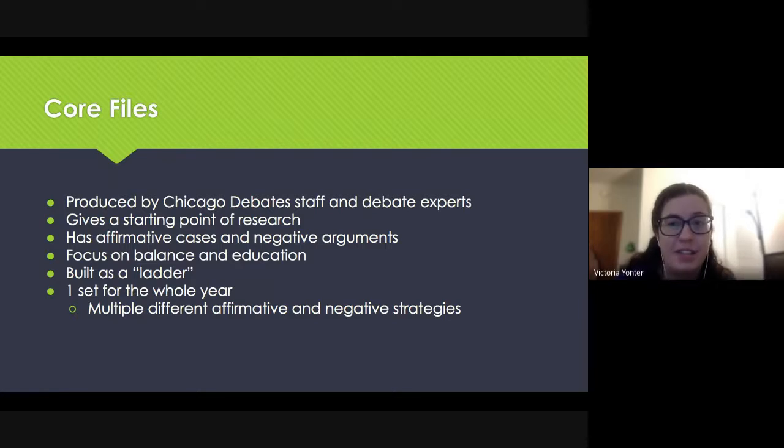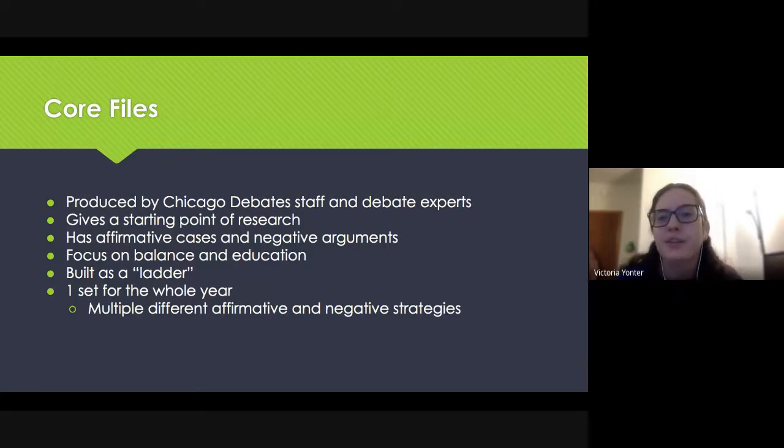So that's what the core files are. It's all of that. So it's one set for the whole year. We make sure it doesn't get boring. We make sure there are multiple different strategies, again, that ladder and build upon each other. So you can have really in-depth and fun debates while learning a lot and learning about things that are really valuable to learn about, no matter what the topic is.